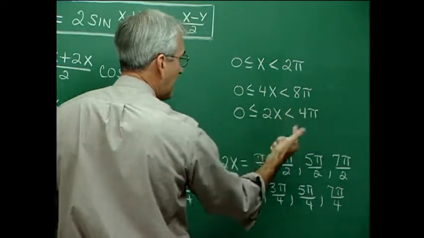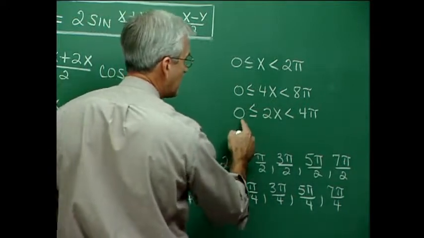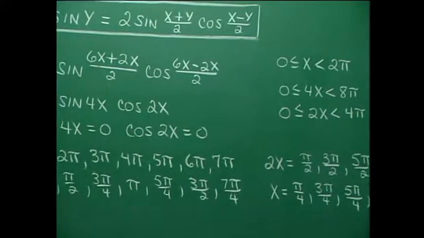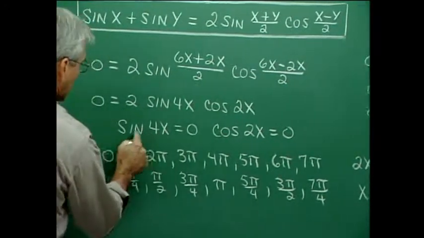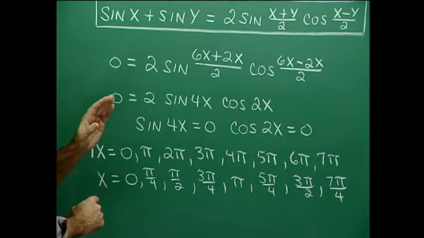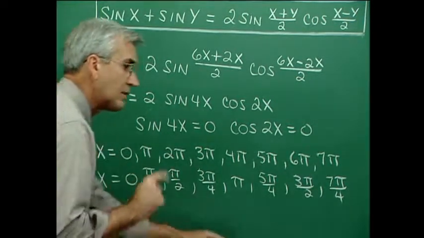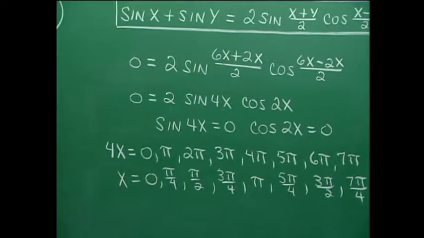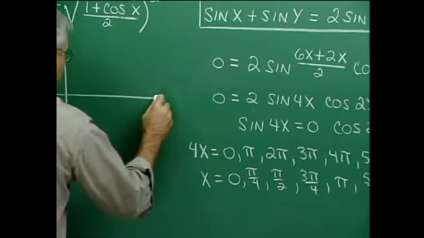You see, and for the other one, for the cosine of 2x, it's between 0 and 4 pi. All right, so we come back over here and we think about it like this. We think, well, the sine of some angle is equal to 0. And we then immediately go into the idea of the sine curve. All right, so we think this way. We think, well, the sine curve behaves like this.